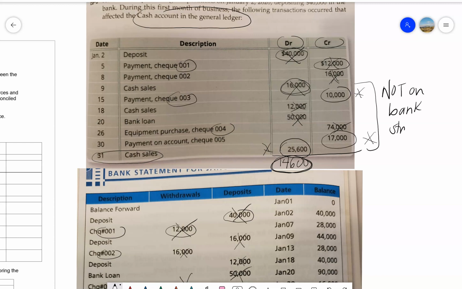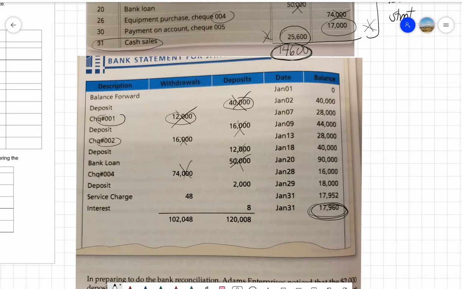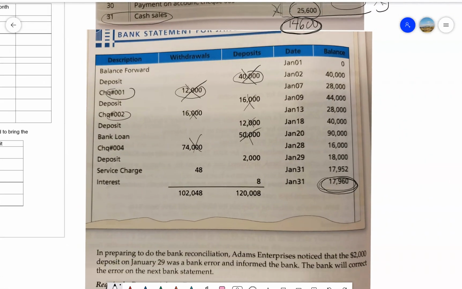Because they're not on the bank statement, they're going to go on the bank side of the bank reconciliation. And we'll go to that in a couple minutes. But let's finish off with the bank statement, and let's look at the items that we have not yet crossed out on the bank statement. We have this deposit of $2,000, this service charge of $48, and this interest deposit of $8.